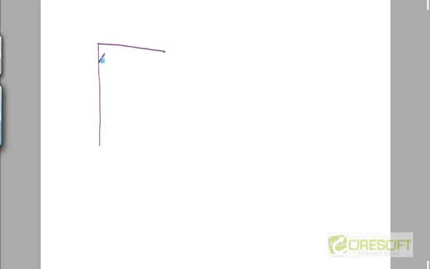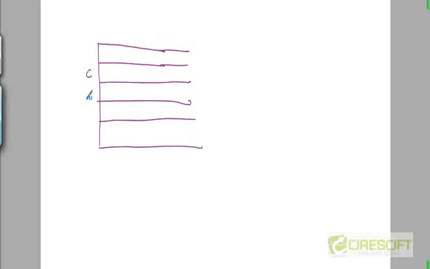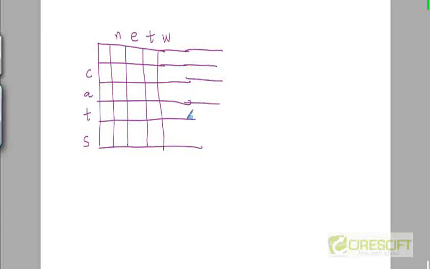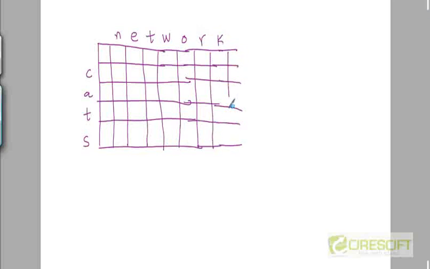So let's make 5 rows. 1, 2, 3, 4, 5. C A T S, N E T. Zero, 1, 2, 3, 4. Okay.